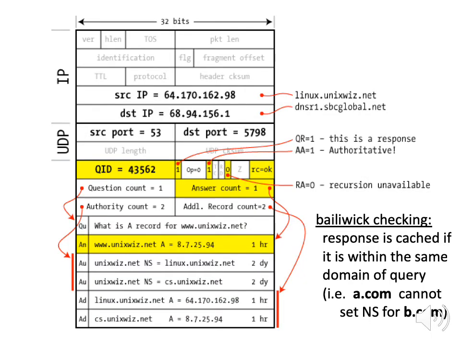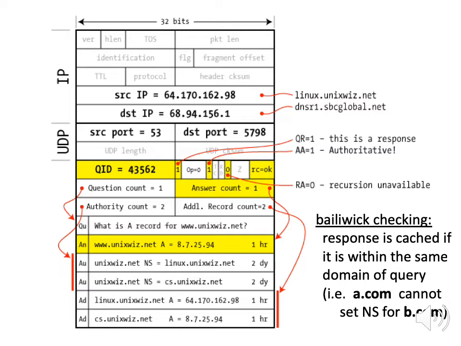Here we get a response back, and what we see is that the answer count is 1, which means that we actually are going to get an answer back. We have AA equals 1. This is an authoritative answer, so it's from a name server that knows the ground truth here, and it provides in this A record in the answer field the IP address for www.unixwiz.net, which is 8.7.25.94. It also provides usefully the authority information that says what are the name servers for this domain and their IP addresses in case the client doesn't have these, so it can see these things.